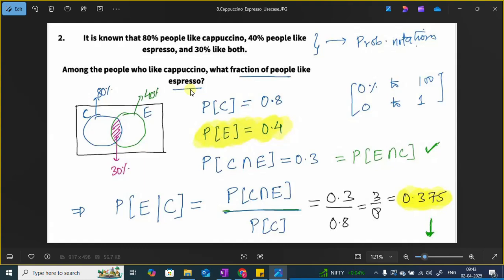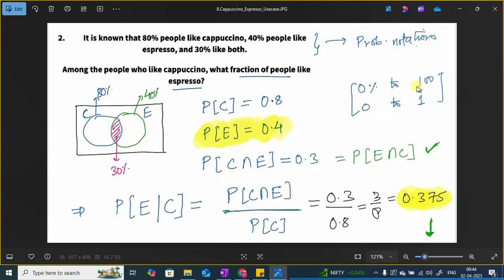Now you can see what is the probability of cappuccino as it is giving 80 percentage. Can I tell? 80 divided by 100 is nothing but 0.8. That's the probability of cappuccino. Fantastic. Same like previous one. What is the probability of espresso? It is giving 40 percentage. So 40 percentage is nothing but 40 divided by 100, nothing but 0.4. Clear?